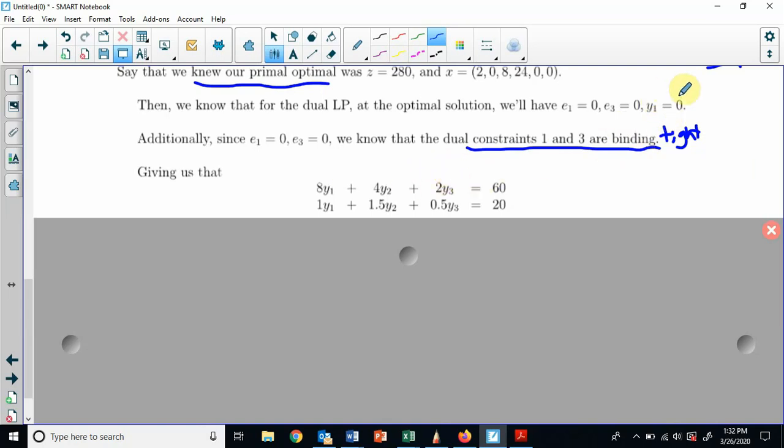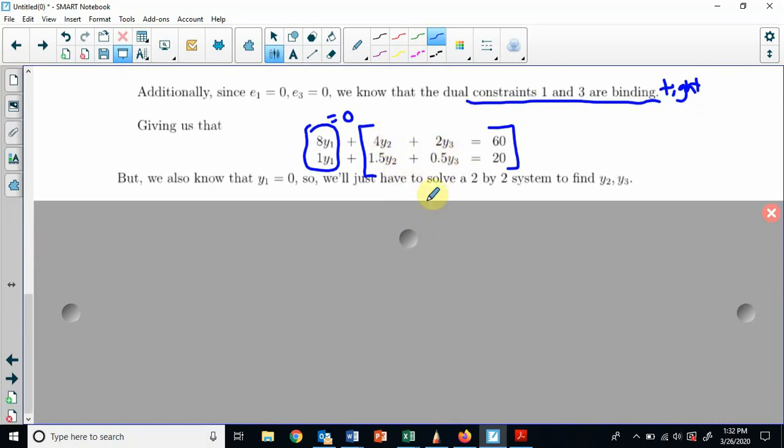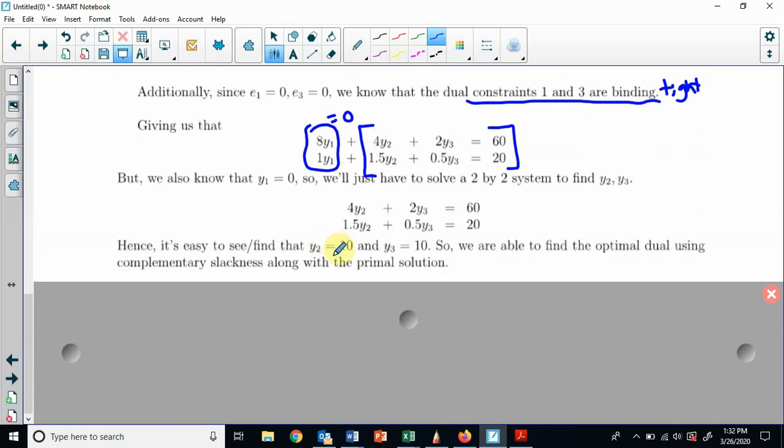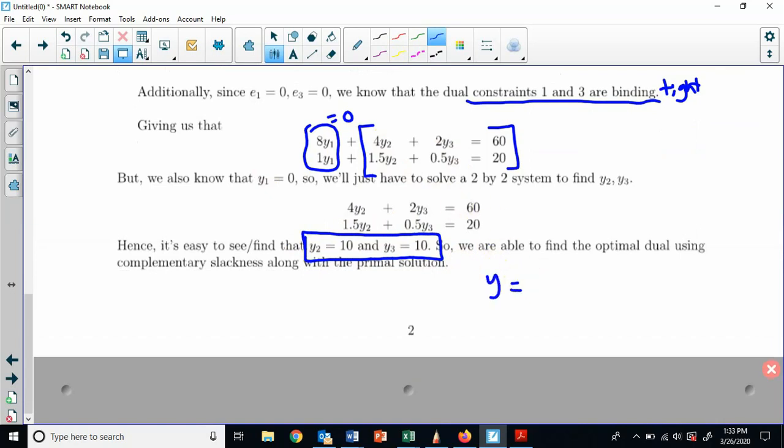Now look at this. I know that these y1s are set equal to 0, right? So I could ignore that and just pay attention to this right here. Now, anybody that passed Algebra 1 should be able to solve this. This is just a 2x2 system solve. You could use row reducing, substitution, elimination, anything fancy you wanted to use. If you solved it, you'll see that y2 has got to be 10, y3 has got to be 10. And so I could come up with the dual solution. It had a y1 value of 0, the y2 value's got to be 10, and the y3 value's got to be 10.